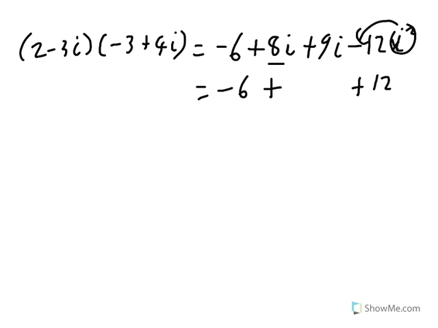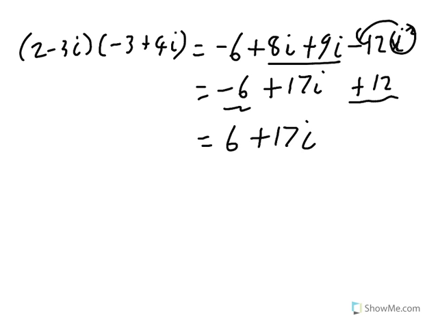Let's combine those i parts. So we've got 8i plus 9i is 17i, and now, of course, our real parts, and so we'll end up with 6 plus 17i for the answer to that. Okay, so just remember about this bit here, that i squared is negative 1.